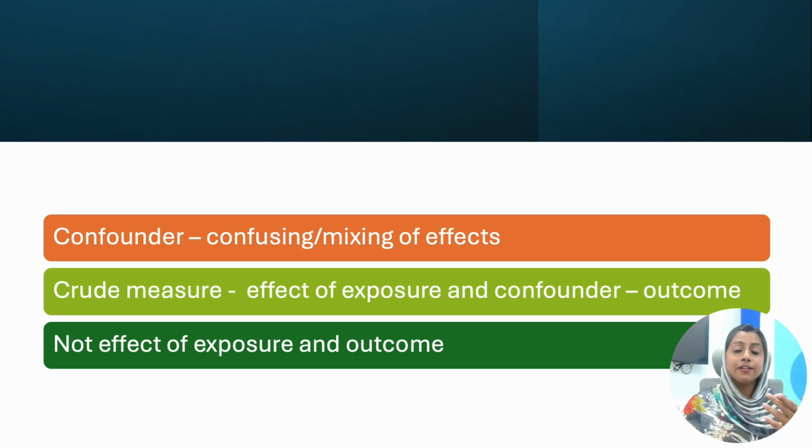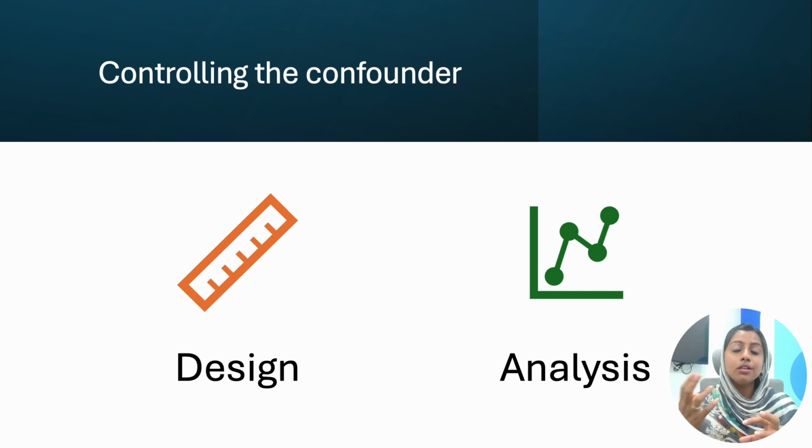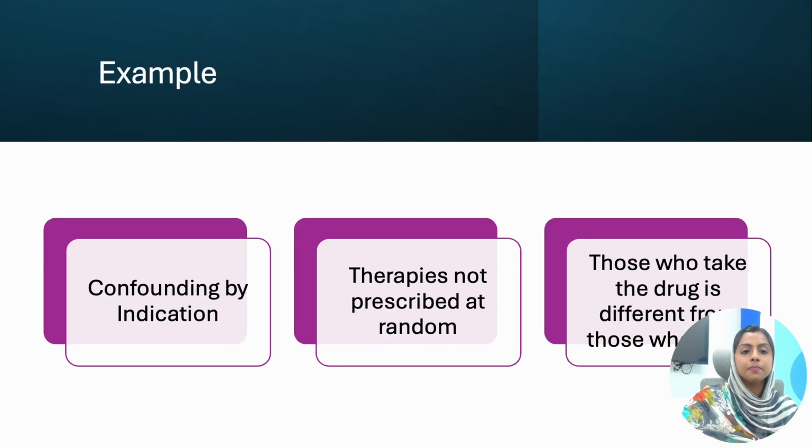There is also another factor that determines the outcome, which has resulted in the association that you are seeing. So now how to control for a confounder? A confounder needs to be controlled during the design of the study as well as the analysis of the study.